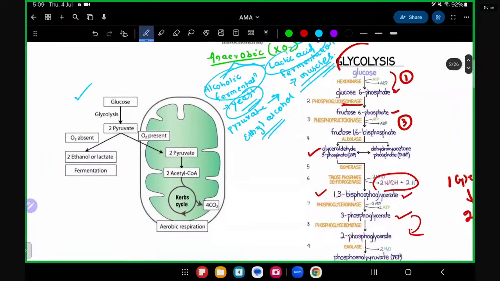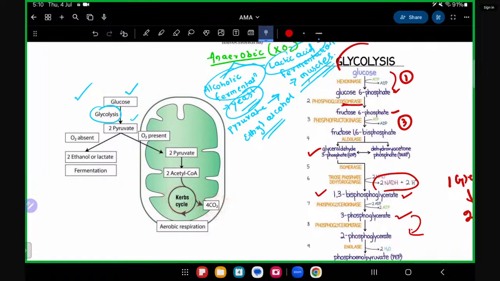Now see this picture. Glucose is converted to pyruvate molecules in the process of glycolysis, right? Then in the absence of oxygen, that is the anaerobic process, two ethanol or lactate molecules are produced. The pyruvate molecules in the presence of oxygen, that is in aerobic respiration, are converted to 2 acetyl CoA. Then it goes to the Krebs cycle.